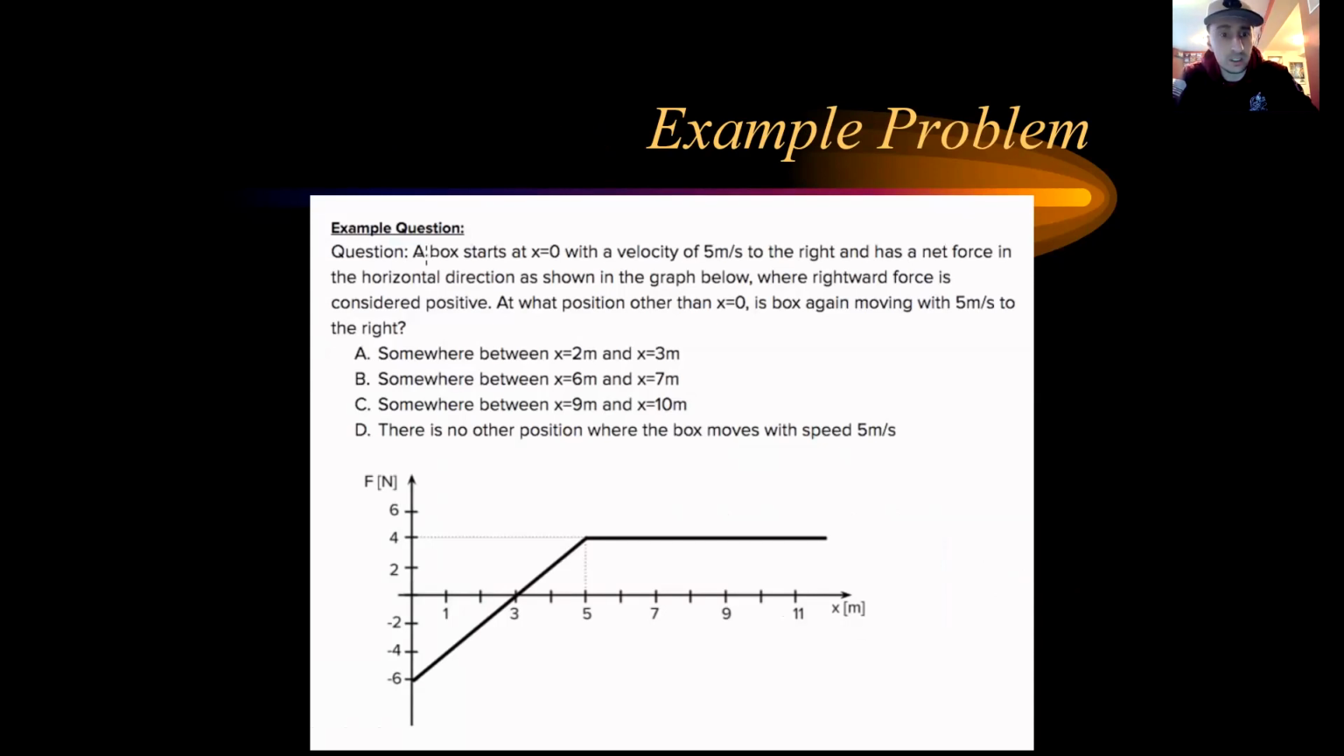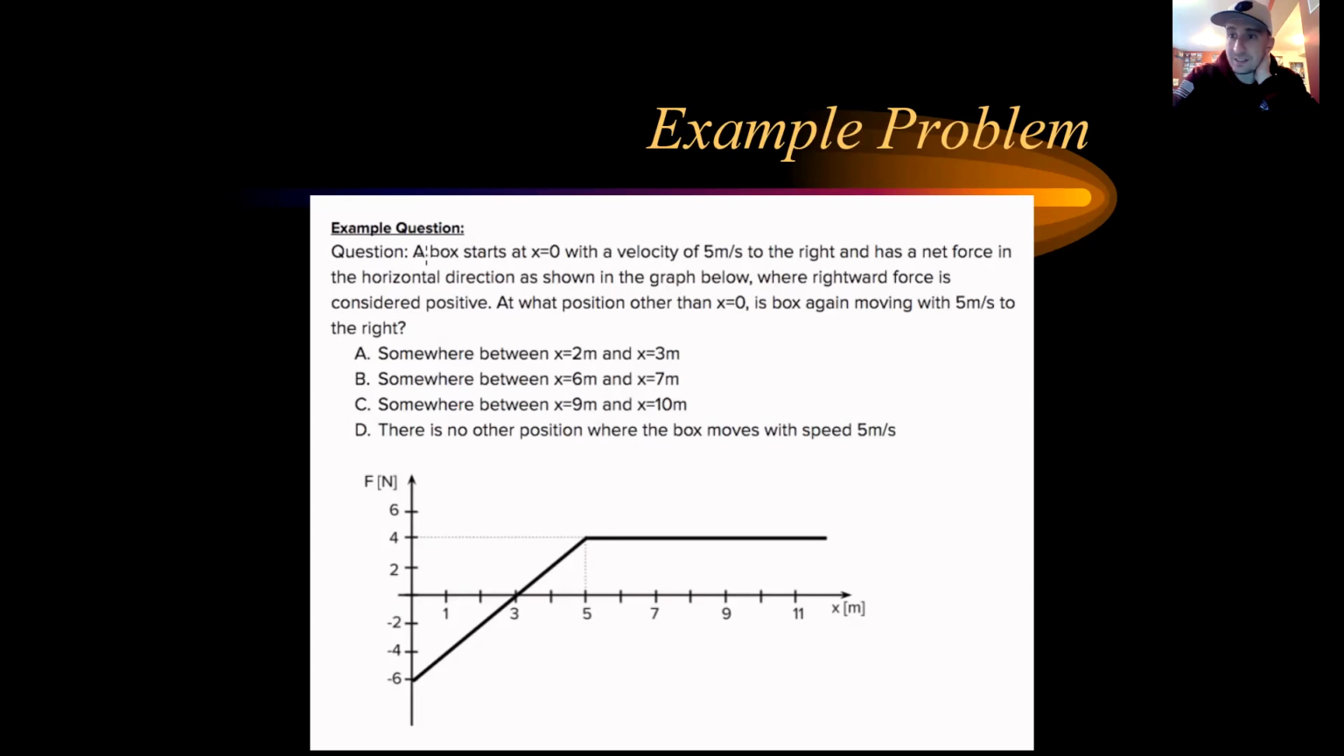All right, consider positive. At what position other than x equals 0 is the box again moving with 5 meters per second to the right? All right, so read that. Pause the video here, see if you can answer this one correctly. All right, hopefully you paused it and got an answer here, so let's look at this.